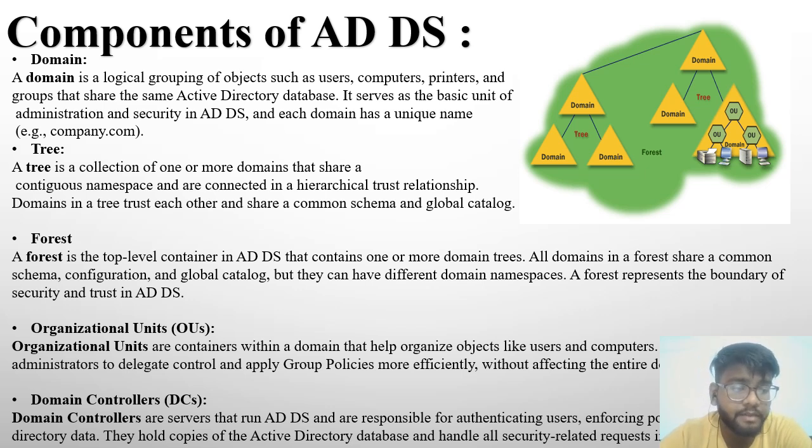Second, we come to organizational units. In these, we group objects like users, computers, and printers, and apply group policies more efficiently. And domain controllers are servers that run ADDS and are responsible for authenticating users. They hold a copy of the Active Directory database and handle all security requests.